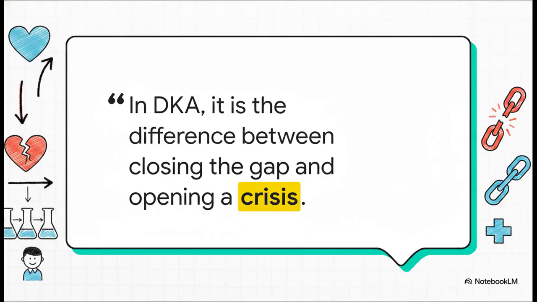Which brings us to this profound summary from our sources. Sequence is not a formality. In DKA, it is the difference between closing the gap and opening a crisis. The order in which we act is just as potent as the medicine itself. Following the protocol safely closes the anion gap and saves the patient. Ignoring the sequence, even with the absolute best intentions of lowering their blood sugar, rips open a massive cardiac crisis.